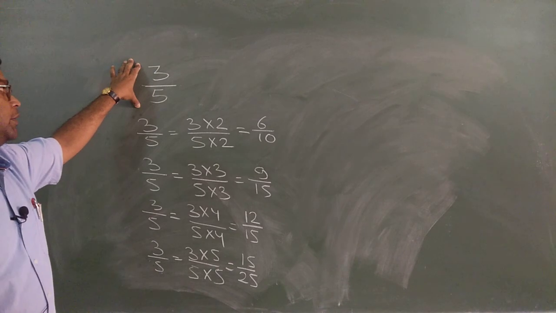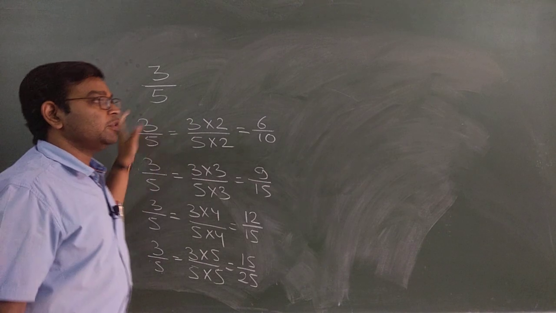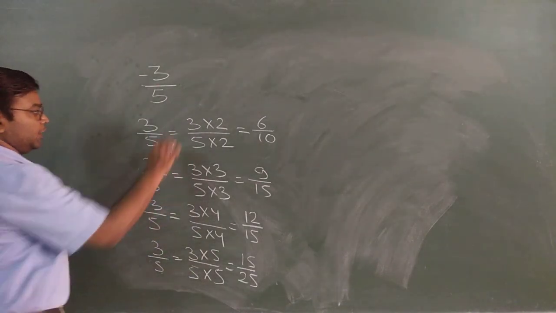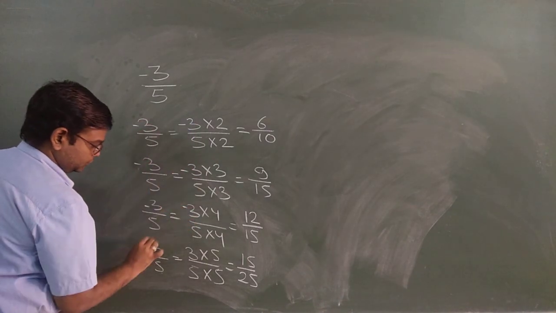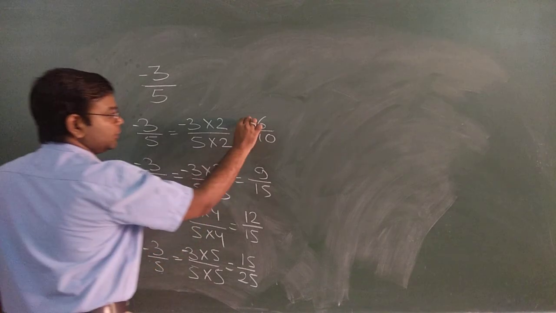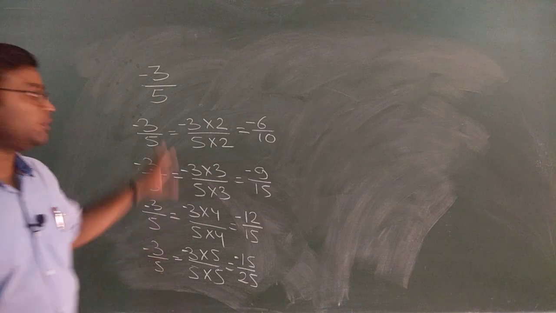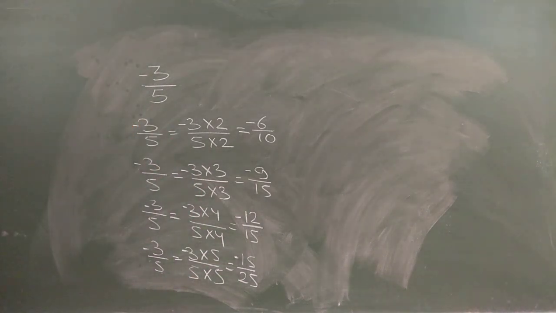Similarly, you can multiply. If the rational number is given with a minus sign, so it's minus 3 upon 5, then the equivalent rational numbers are also with the minus sign. So likewise, you have to find the equivalent rational numbers. Now we already discussed which of two rational numbers is greater and which is smaller. You can easily explain.